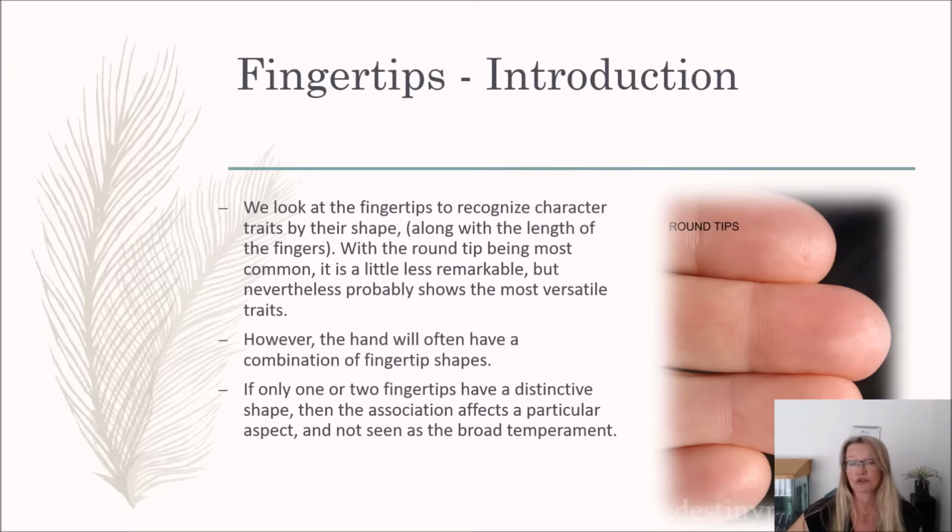So if only 1 or 2 fingers have a distinctive shape, then the association affects a particular aspect. So it's not the broad temperament. For instance, if the round fingertip shows creative temperament and it's only on 1 finger, it doesn't mean that the personality is generally creative. So it points to just one area. Look at what the meaning of the fingers are.